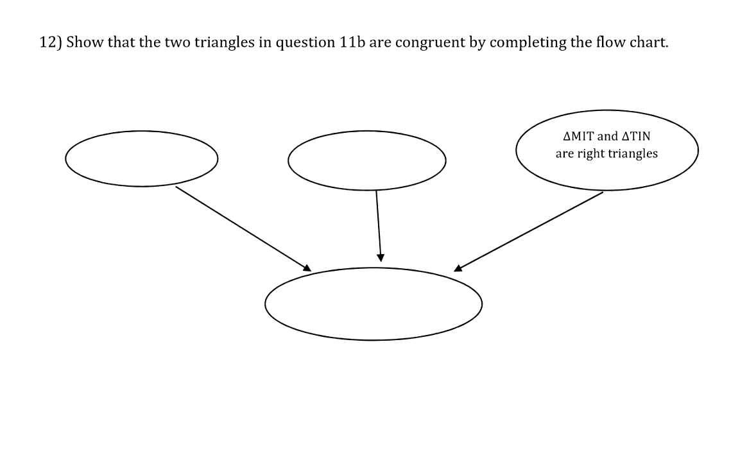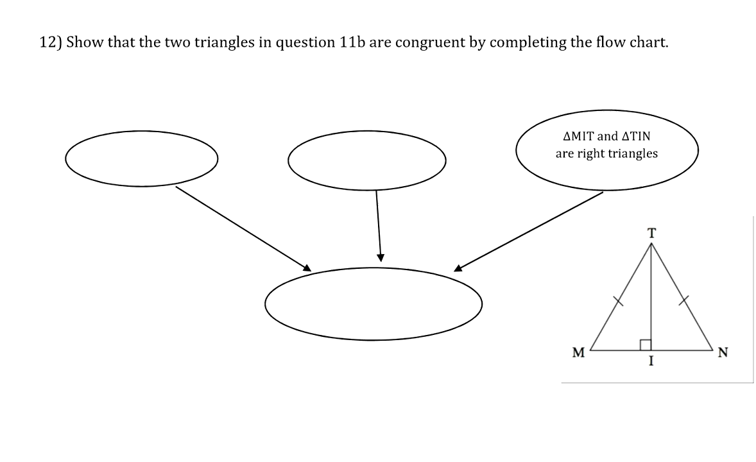Show that the two triangles in question 11b are congruent by completing the flow chart. So this is definitely an abbreviated flow chart proof. Well, it's pretty complete. I'm going to grab this diagram from up above and bring a copy of it down here so that we can refer to it here.